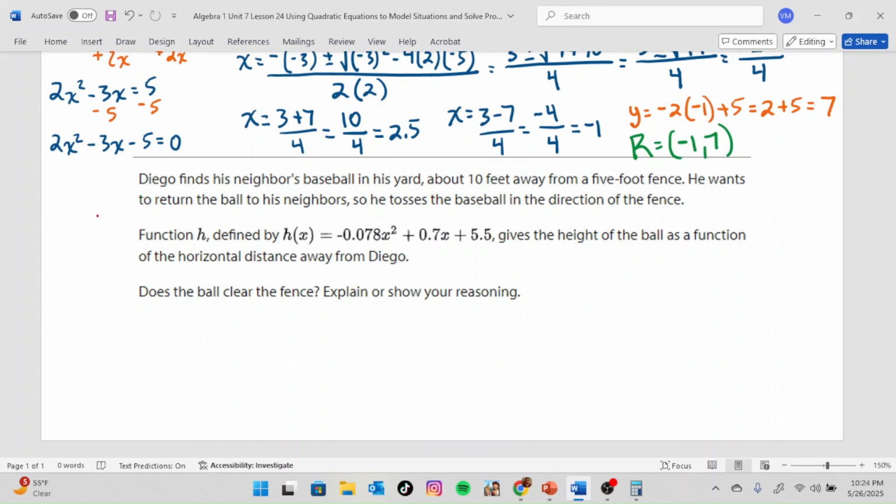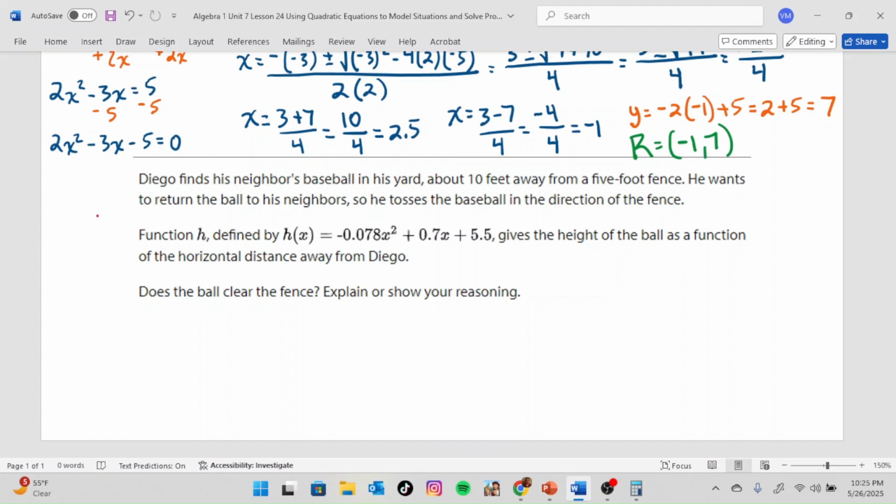Practice problem number 3 is the final practice problem not only for this lesson, but for this Algebra 1 curriculum. Diego finds his neighbor's baseball in his yard about 10 feet away from a 5-foot fence. He wants to return the ball to his neighbors, so he tosses the baseball in the direction of the fence. Function h, defined by this function, gives the height of the ball as a function of the horizontal distance away from Diego. Does the ball clear the fence?